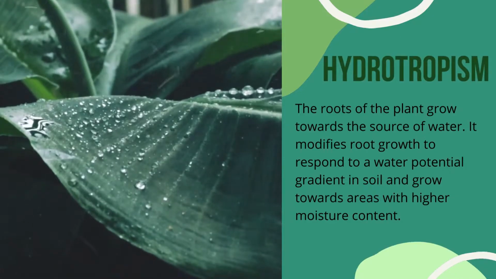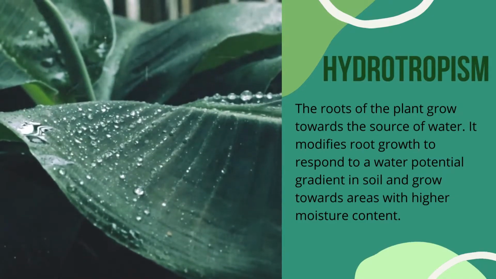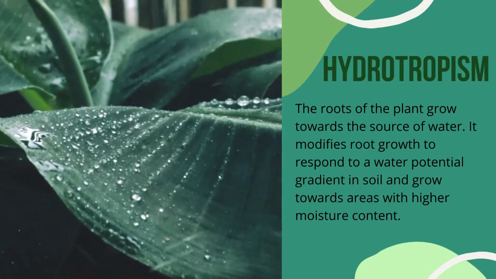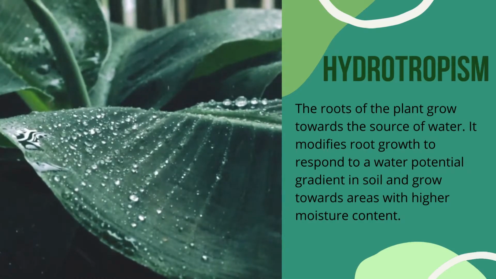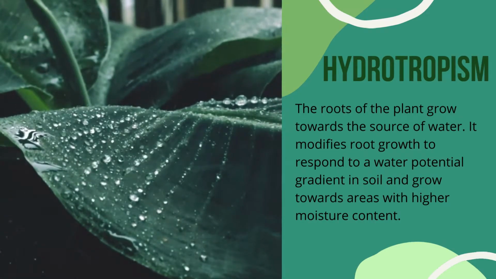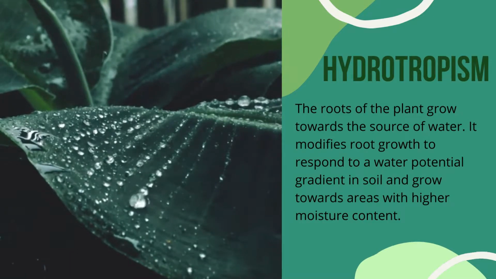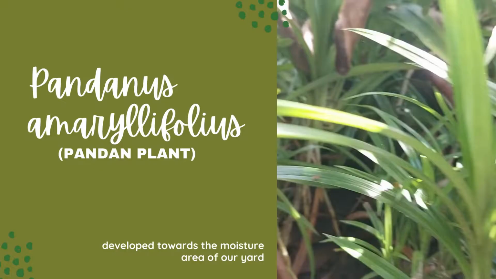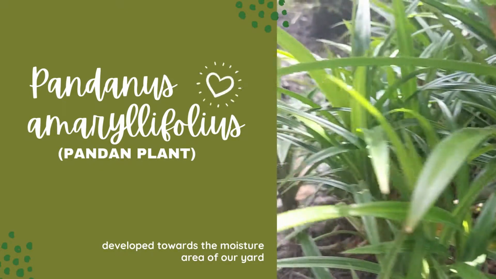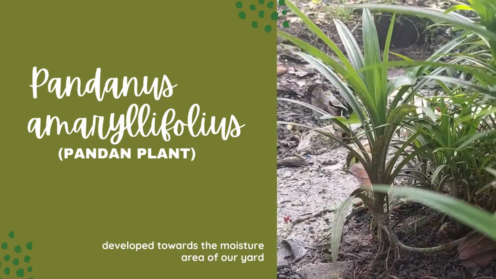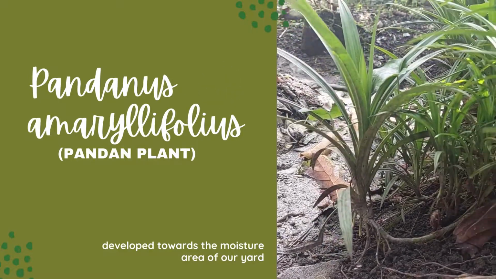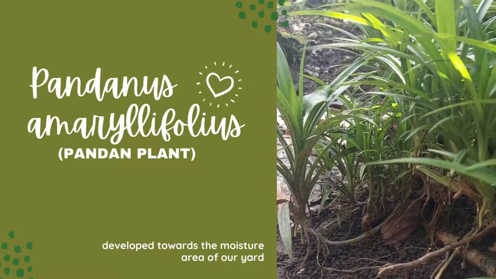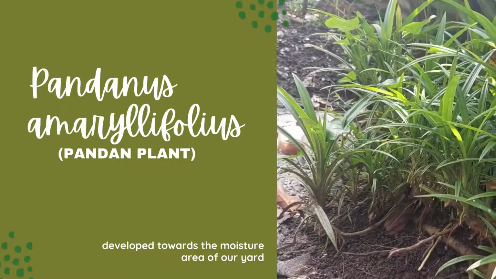Last is hydrotrophism. The roots of the plant grow towards the source of water. It modifies root growth to respond to a water potential gradient in soil and grow towards areas with higher moisture content. An example of this movement is the pandan plant or Pandanus amaryllifolius as its scientific name that developed towards the moisture area of our yard.